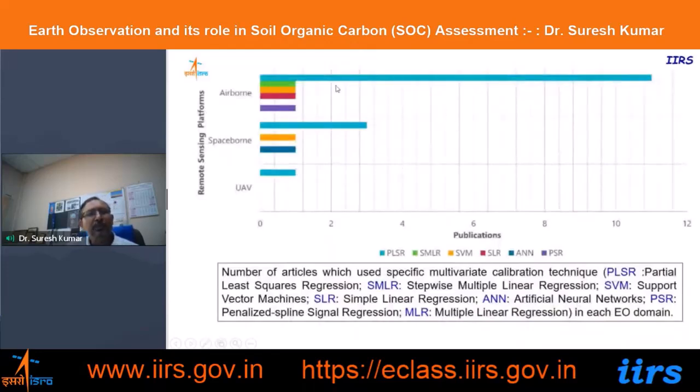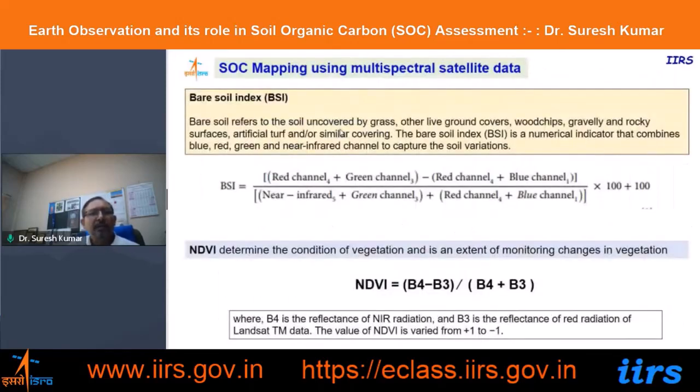If I show you the remote sensing platforms and how many papers have been published, one thing is coming out very clearly: PLSR and ANN. This is ANN, artificial neural network, and partial least squares regression analysis. These two techniques are largely being used for the mapping of soil organic carbon using reflectance characteristics.